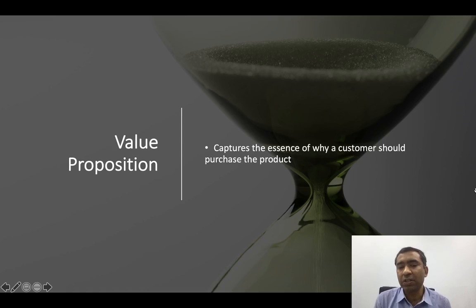Now this is something we should understand. The value proposition captures the sense of why customers should purchase your product, what we are proposing to them, what values we are giving to our customer, what new product or feature we are adding to our new product or services. That is a very important part of our value proposition. We should consider what values we are giving to our customer.